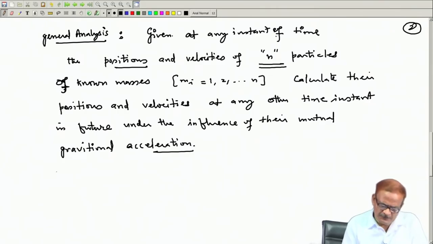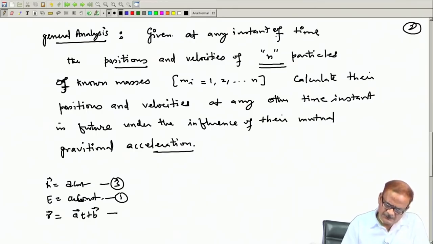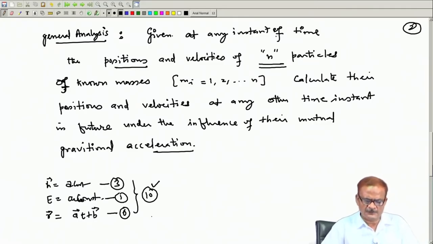If you remember, for the two particle system we got that the total angular momentum h is a constant, energy is a constant, and also the center of mass moves with constant velocity. So, there we got 6 constants. Here, this is 3 constants, this is 1 constant, and r we have written as a t plus b. So, a total of 6 constants are involved, and in total 10 constants we were able to identify. The same way here also we can identify 10 constants, but before that it is better to write the equation of motion quickly and understand various points about this.